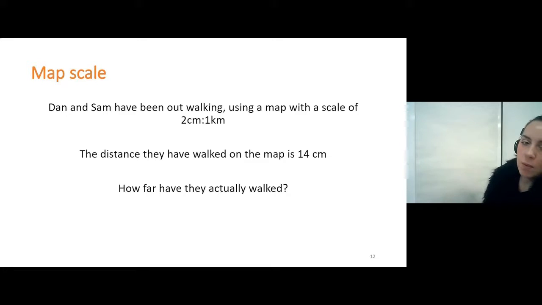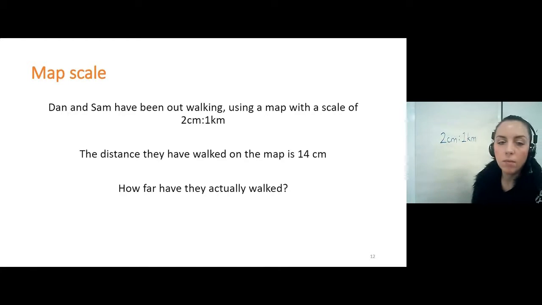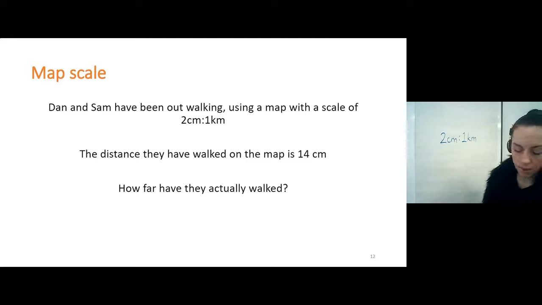Okay, so Dan and Sam have been out walking using a map with a scale of 2 centimetres to 1 kilometre. The distance they have walked on the map is 14 centimetres. How far have they actually walked?